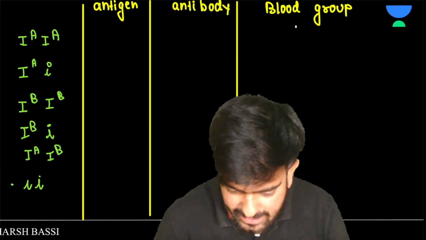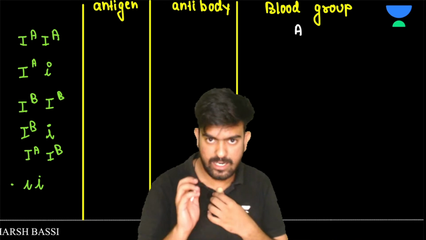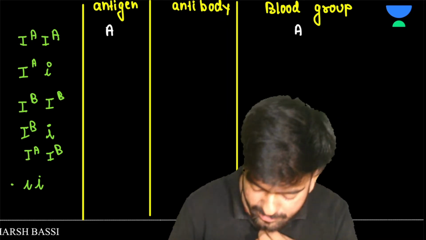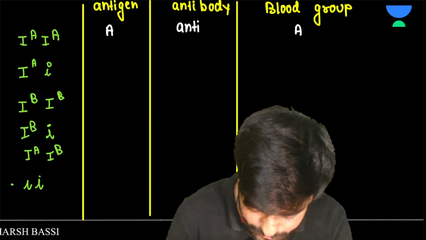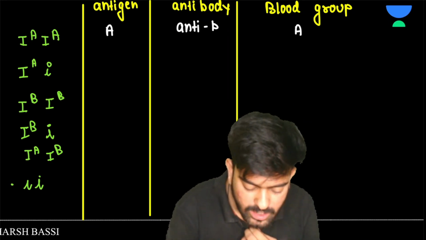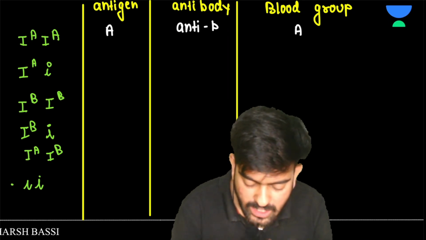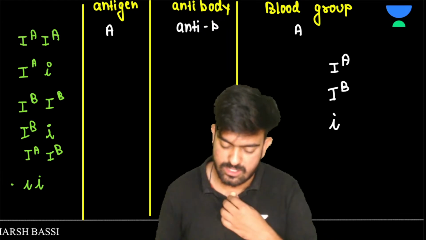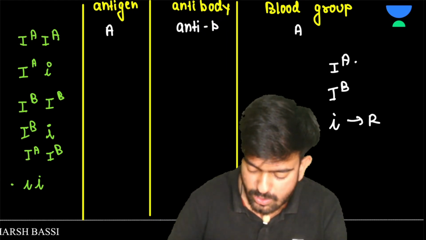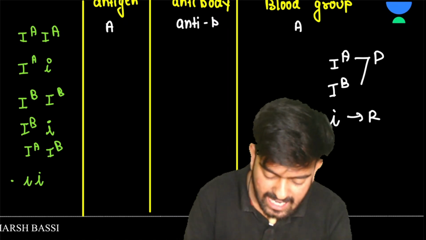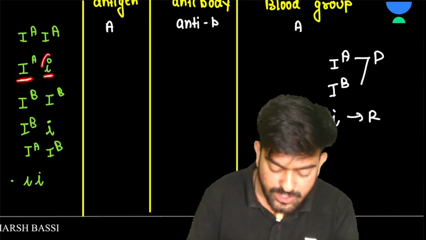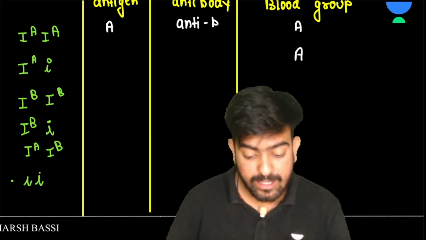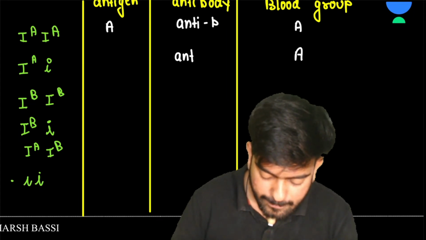IA, blood group will be A. Antigen will be of A. Antibody will be anti-B. Yes or no? See, now IA and IB are dominant and small i is recessive. So here we have IA and i. This one is recessive, so the blood group will be A only. Okay. And if the blood group is A, sir, then we have anti-B and A.